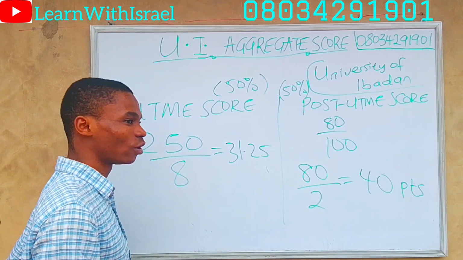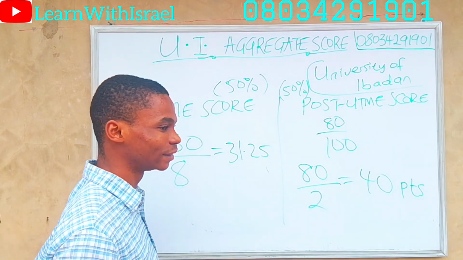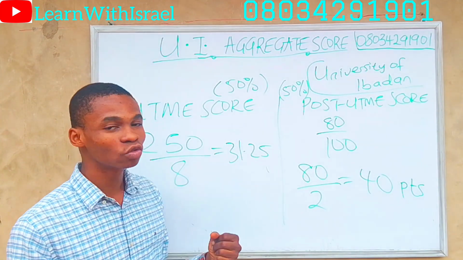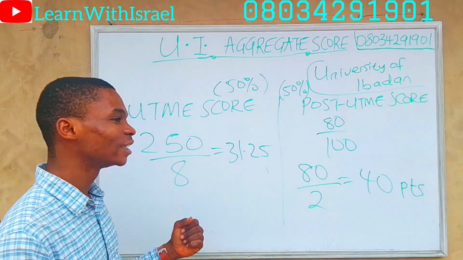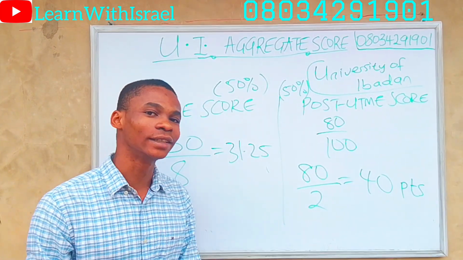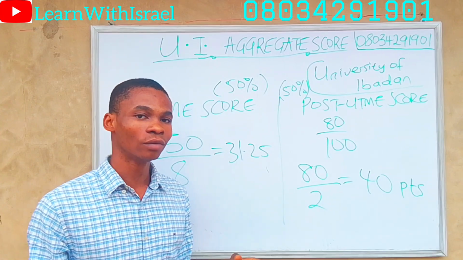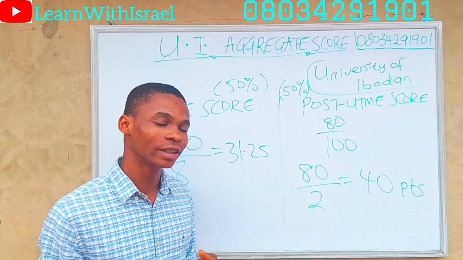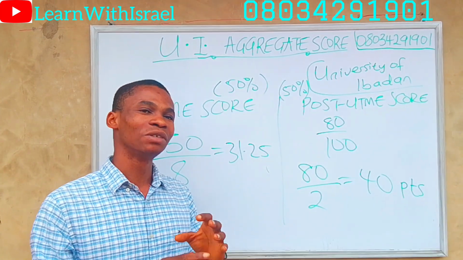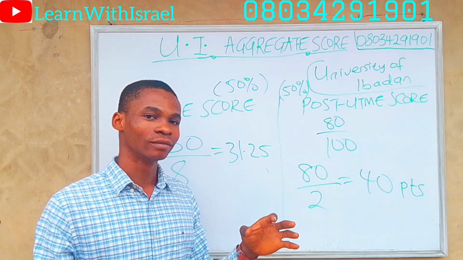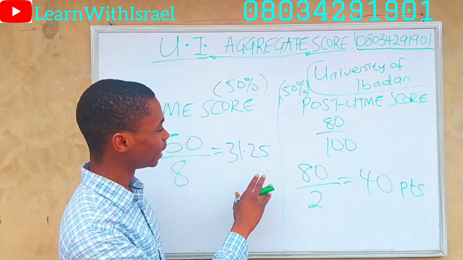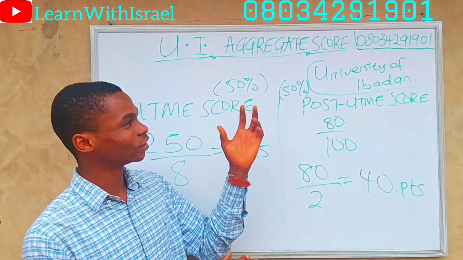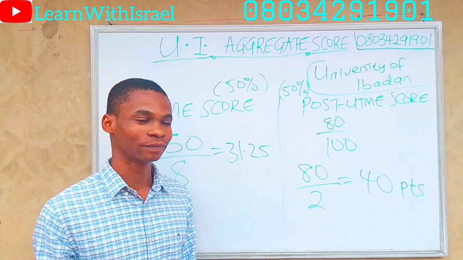So if you are studying or planning to do competitive courses in UI, you need to have a very high score, at least 280 for medicine, law, at least 280. Why? Because you need a very strong aggregate score, which is a minimum of 80. 71 cannot study medicine. 71 aggregate score cannot study medicine at UI.